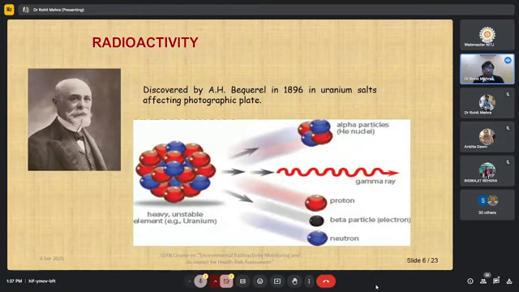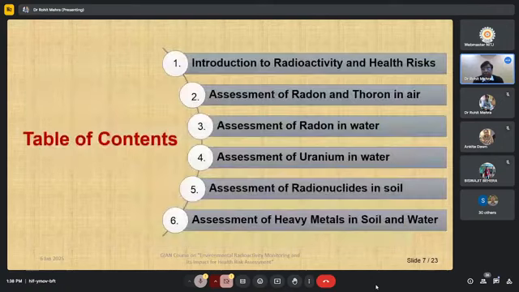To start with, radioactivity was discovered very early, in 1896, by the famous scientist H. Becquerel, who was working on some uranium salts. He was using a photographic plate, and he found that the uranium salts were affecting the photographic plate. This is a very important phenomenon, which you might have studied in your graduate classes.